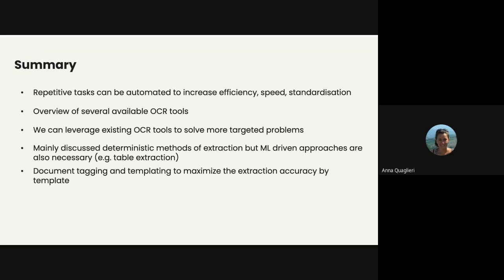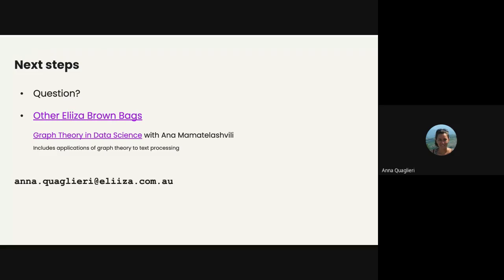And I've just briefly touched on the document tagging and templating problem, and this can be used as a pre-step before you, for example, build custom extraction for specific templates. So this brings me to the end. So I'll now open up if you've got any questions.